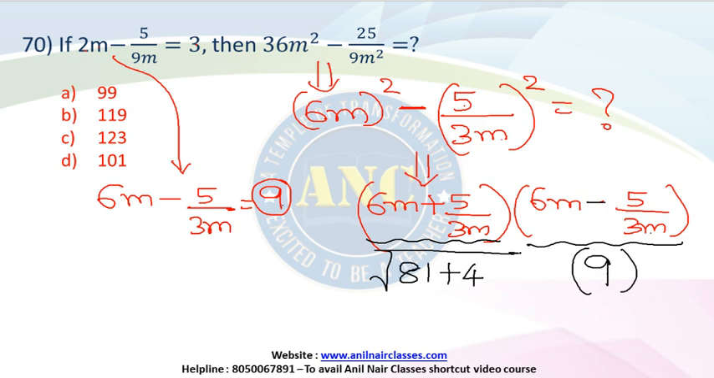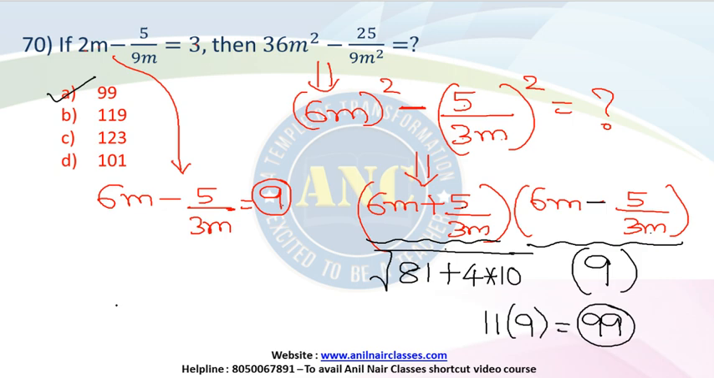K square is nothing but 9 square, 81, plus 4. But I cannot just stop at 4 because the coefficient of m is 6. I should multiply by 6. Coefficient of 1 by m is 5 by 3. So 4 into 6 into 5 by 3. 6 into 5 is 30. 30 by 3 is 10. So I should multiply by 10. 81 plus 40 is 121. 121 square root is 11. Final answer is 11 into 9, which is 99. Answer for this question is 99.